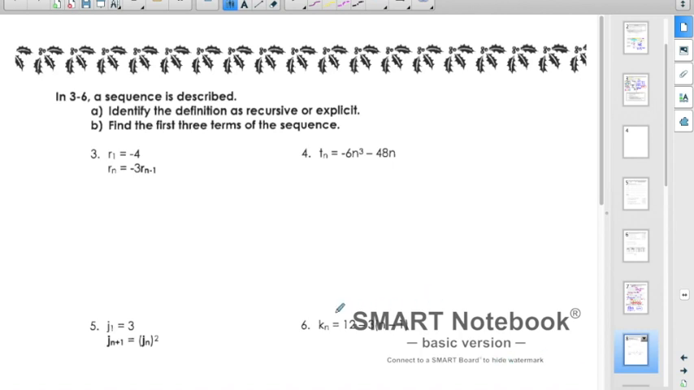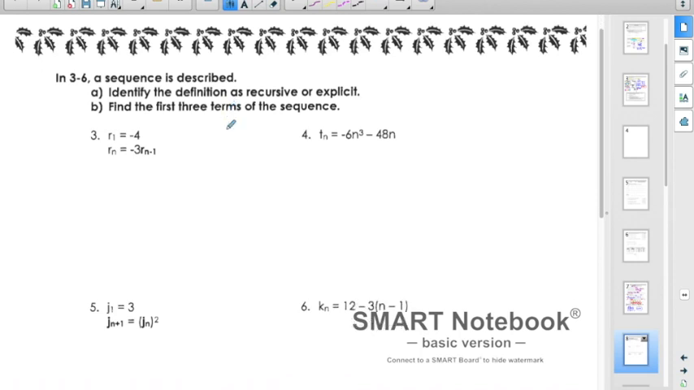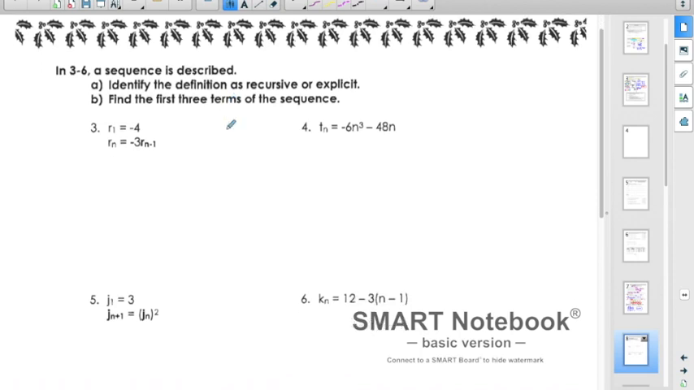Okay. In 3 through 6, a sequence is described. Part A, identify this sequence as recursive or explicit. And then part B, find the first 3 terms of the sequence. Simple enough. So, number 3. Right off the bat, I see it's giving me 2 equations. Therefore, I know that is recursive. Right? It's giving me 2 equations. I know right off the bat, part A has to be recursive. And then part B, find the first 3 terms of the sequence.